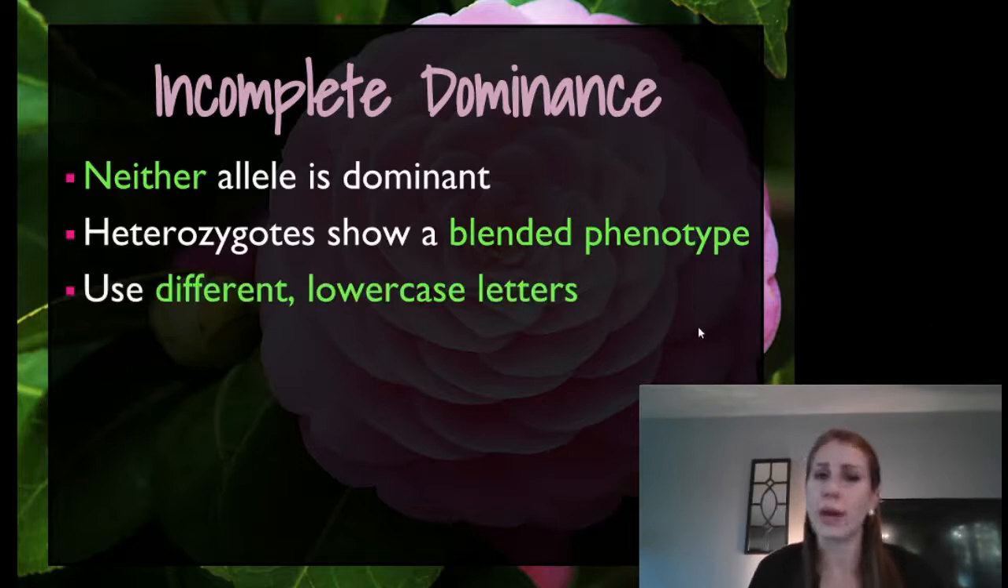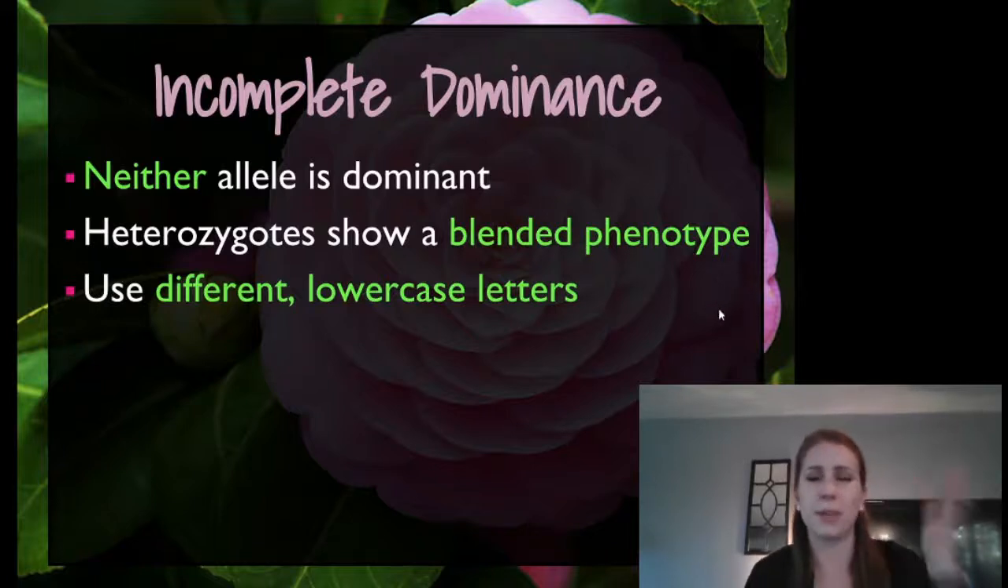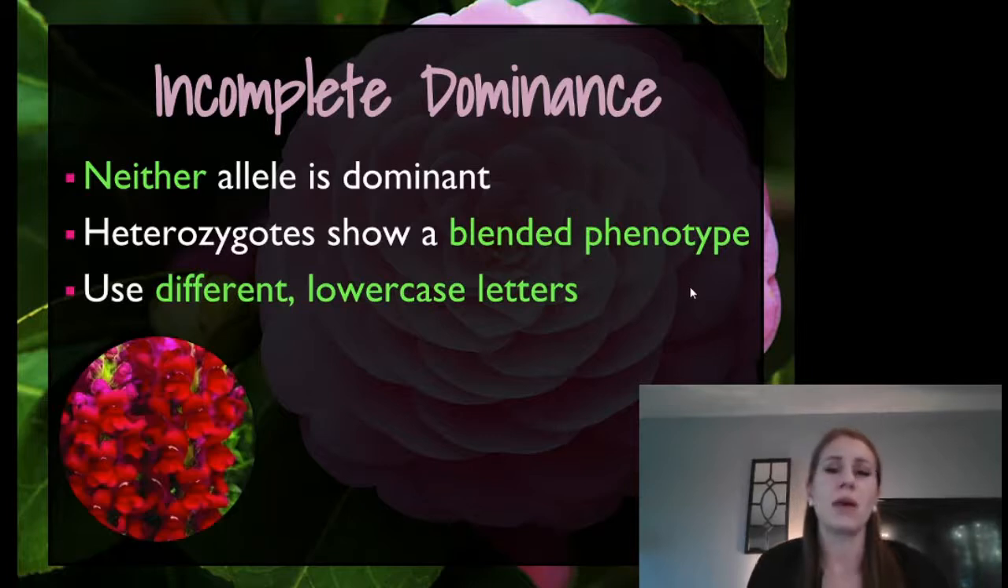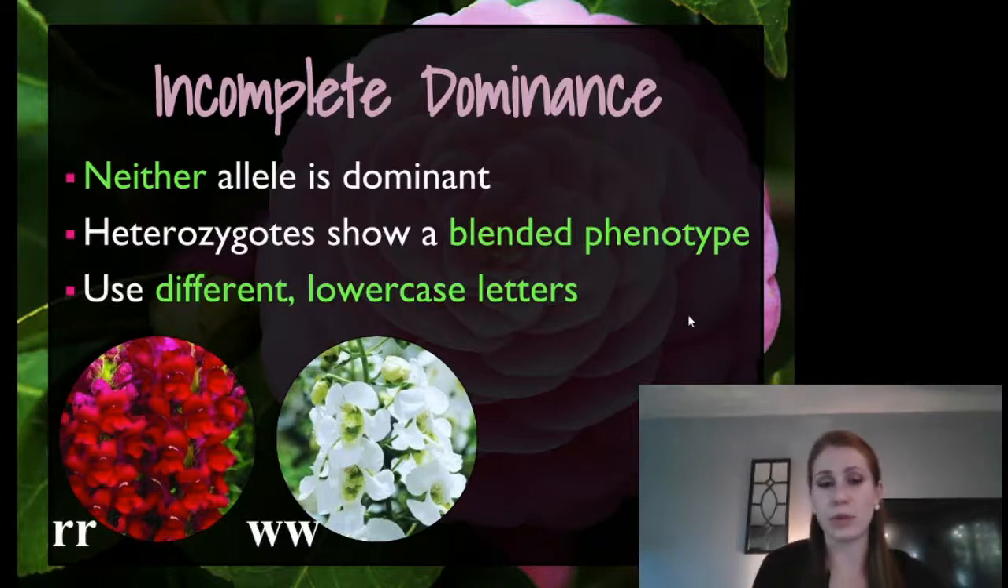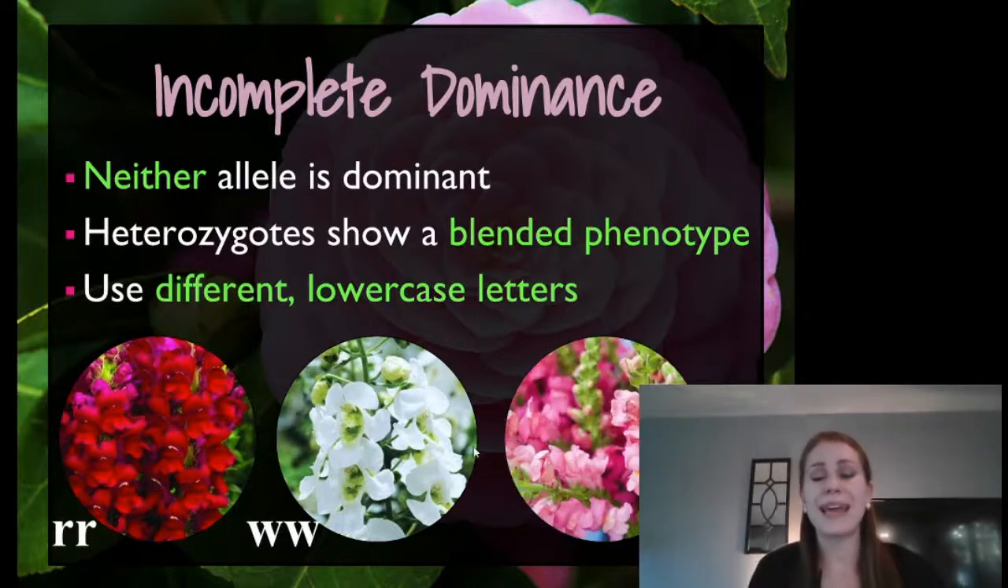We use different lowercase letters for incomplete dominance. I tend to use uppercase letters because it just helps my brain, but lowercase letters are usually the way to go. If we take a red flower, which could be little r, and we cross it with an all-white flower, which would be little w, we're going to get a pink flower if it's heterozygous, which in the case of this Punnett square, you're going to get all pink flowers here. So they're going to be all little r, little w, which will be pink flowers. The key here is that it's a blended phenotype.